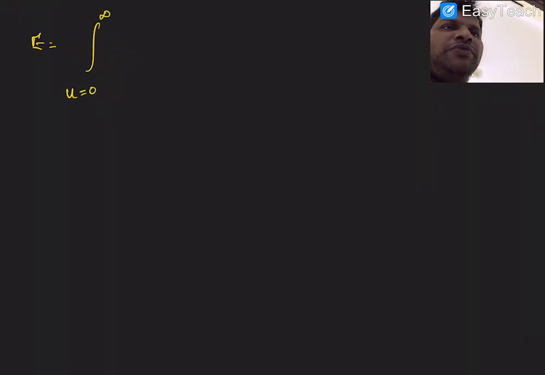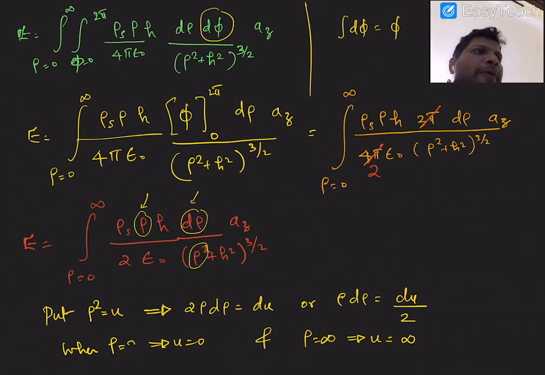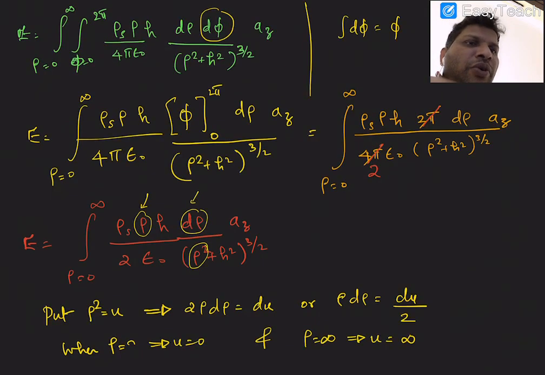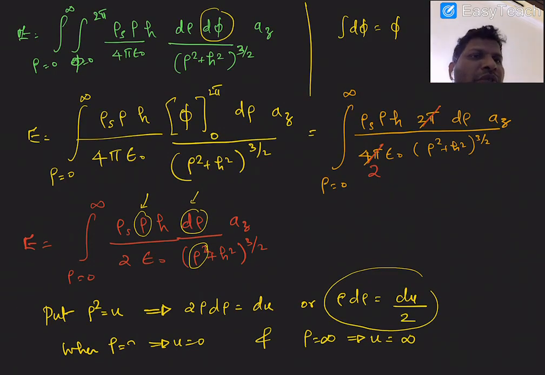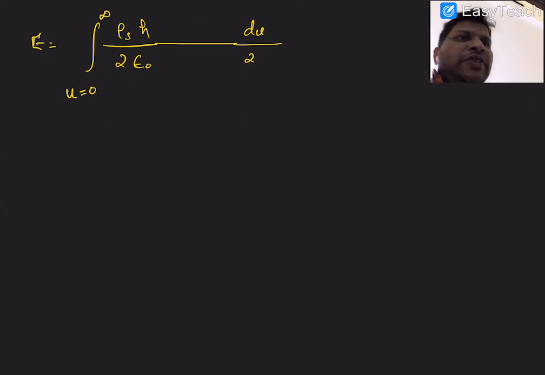U changes from 0 to infinity, then rho s into h divided by 2 epsilon 0. Then I substitute the variables. You see rho into d rho, I will substitute with du by 2. So this becomes du by 2, then rho square is u plus h square whole power 3 by 2.